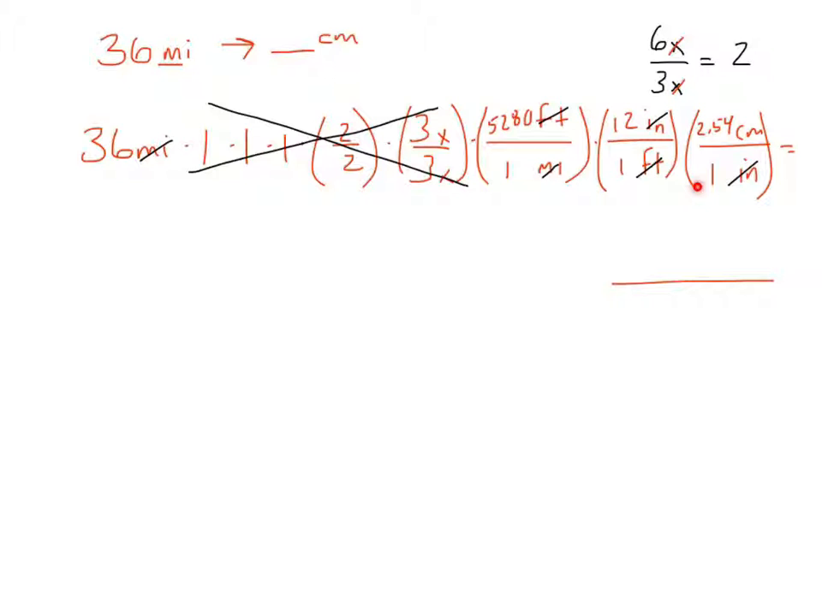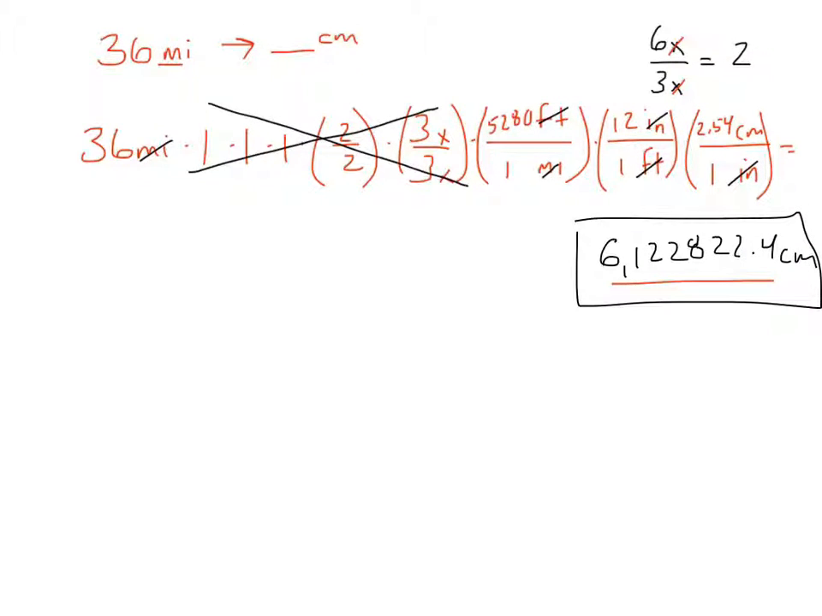I'll just do it right now. Why not? 36 times 5,280 times 12 times 2.54. That gives us 6,122,822.4 centimeters. That's how many centimeters are in 36 miles. So we've not changed the actual value. All we've done is change the unit that we're measuring it in. 36 miles equals 6.1 million centimeters. Same measurement, just different units.